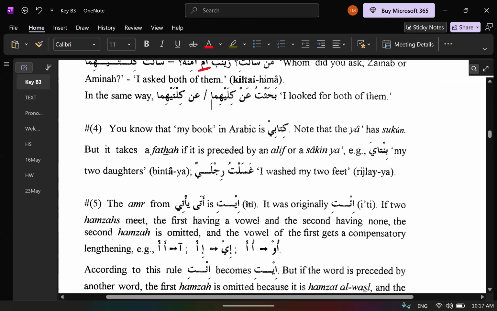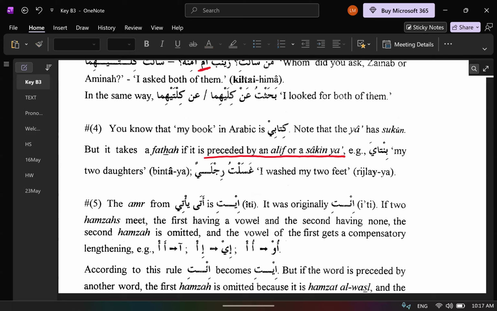Okay, number 4, you know that my book in Arabic is kitabi. Note that the ya has sakoon, but it takes a fatha if it is preceded by an alif or sakin ya. So this is where I was telling you that this part is Dr. Fazil Samirai. He says that no, it does not have anything to do with if it's preceded by an alif or a sakin ya. It can without any reason also have a fatha on ya mutakallim, no problem with that. And we saw the example from Surah Kafirun, wali yadin, right? So bintaya, we cannot say bintai, right? So binta, the ya will take a fatha. So just remember that ya mutakallim is either mabni upon sakoon or a fatha. Both of them are permissible.